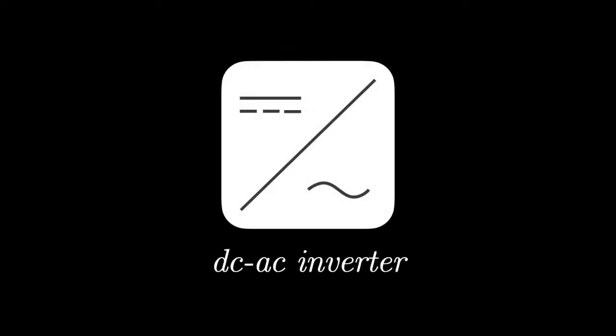DC to AC inverters are used in applications where the only source available is a fixed DC source and the system requires an AC load. Some applications of these inverters include aircraft power supplies, variable speed AC motor drives, and uninterrupted power sources.